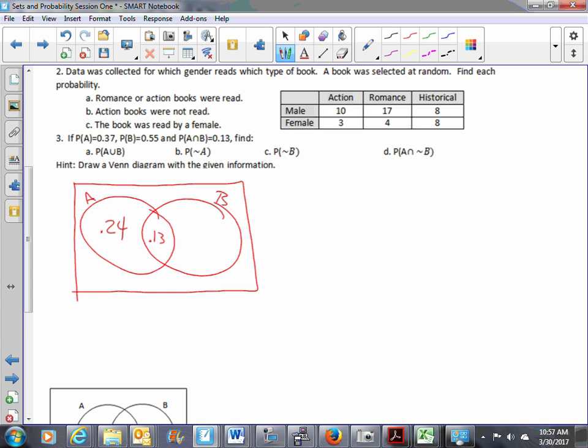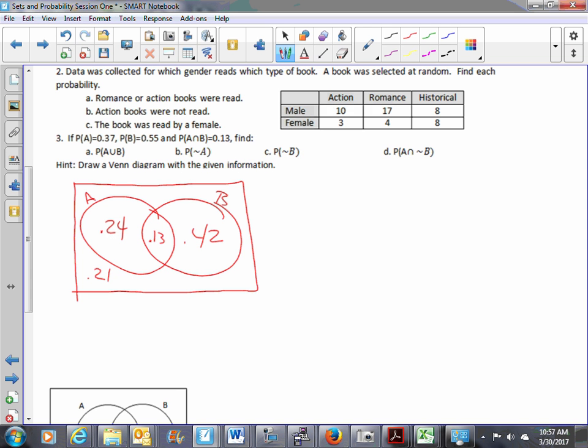Now the probability of B is 0.55. If we take the 0.13 away from 0.55, we get 0.42, and that would be what goes here. Now, we also need to find the region inside the rectangle that's outside both circles. So if we add 0.42 and 0.13, that's 0.55, plus 0.24, that's 0.79, we get 0.21 left, which would go out here. Okay? Now, I think we're ready.